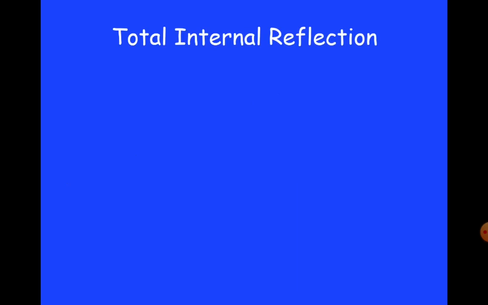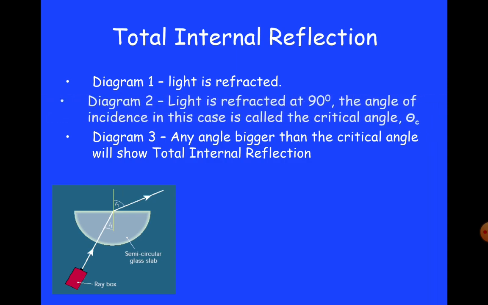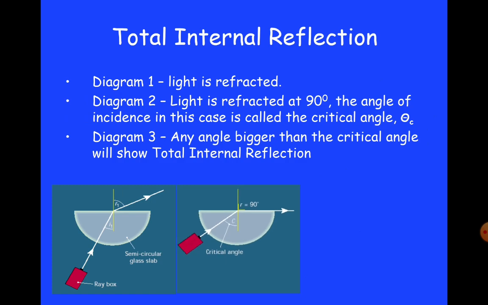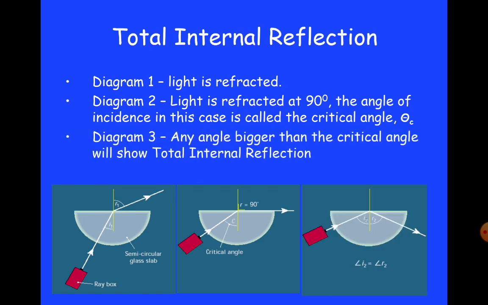Now, what do we mean by total internal reflection? Okay, let's go back to our first picture. Yeah, in diagram 1 the light is refracted. In diagram 2 we found the critical angle C, and in diagram 3 we increase that angle, the critical angle. Now what is going to happen when you go above the critical angle? Then all the light will be reflected.